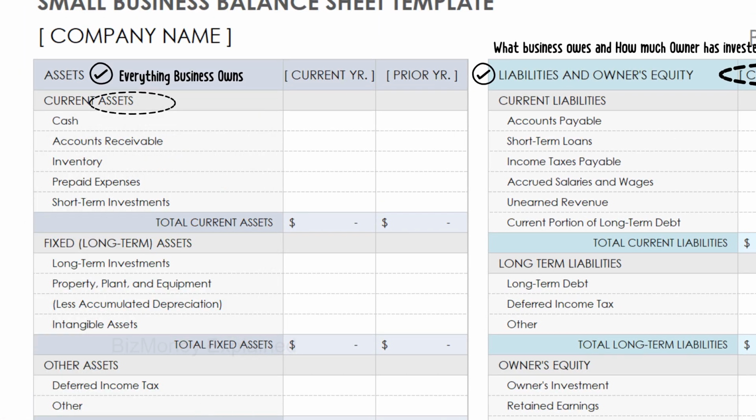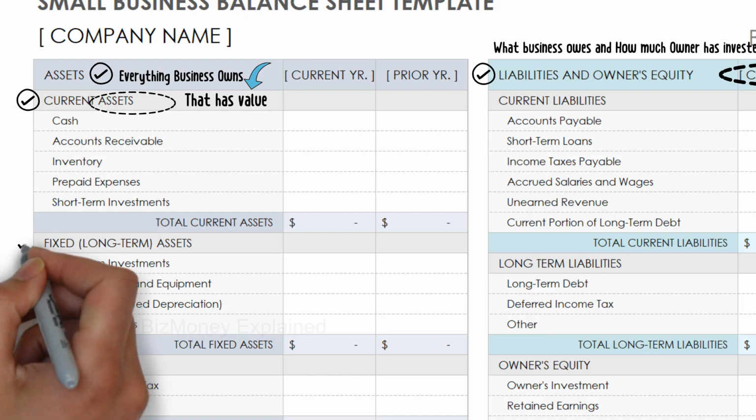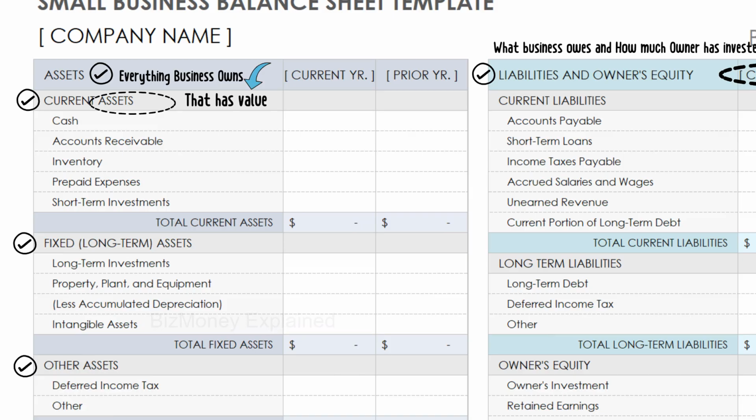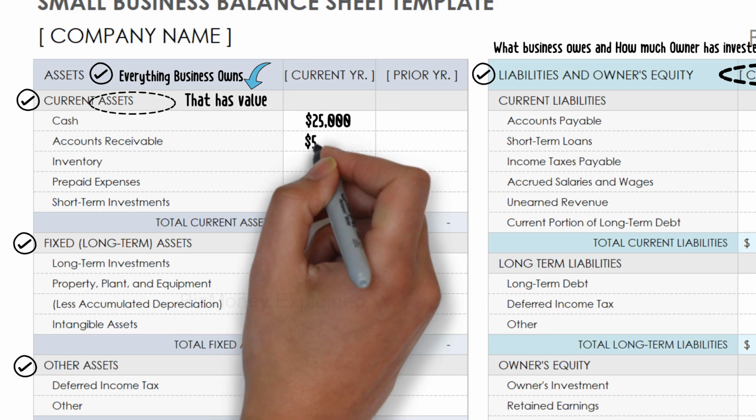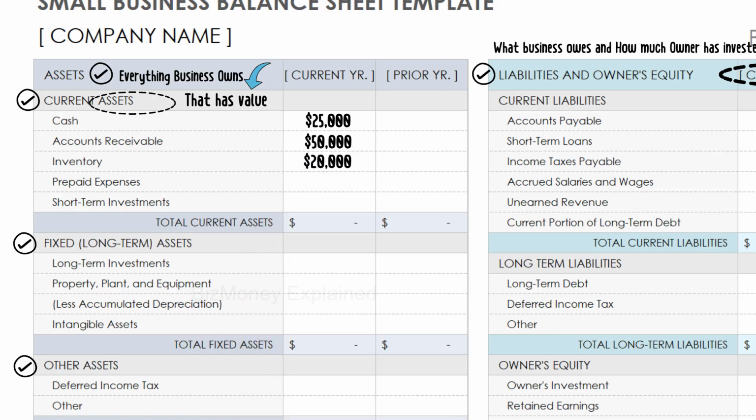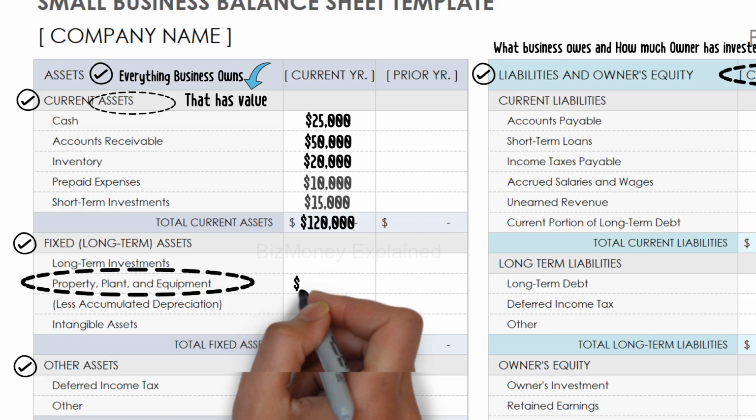Let's talk about assets. Assets are everything the business owns that has value. In this balance sheet, assets are divided into three parts: current assets, fixed or long-term assets, and other assets. Current assets are short-term, things like cash, $25,000, accounts receivable, $50,000, and inventory, $20,000, all expected to be used or turned into cash within a year. Add them up, and current assets total $120,000.